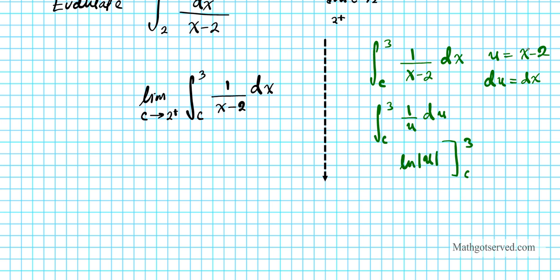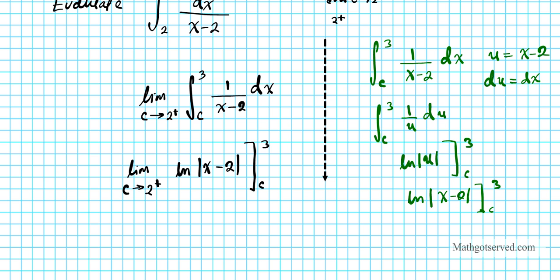Since I didn't change my limits of integration, let me change u back to what it was before, which is x minus 2. So it's going to be the natural logarithm of the absolute value of x minus 2, evaluated from c to 3. Okay, so this is your integration piece. Now I'm going to put this right back into my problem. So we're going to be taking the limit as c approaches 2 from the right of the natural logarithm of x minus 2 evaluated from c to 3.